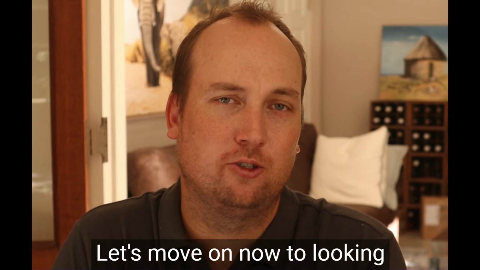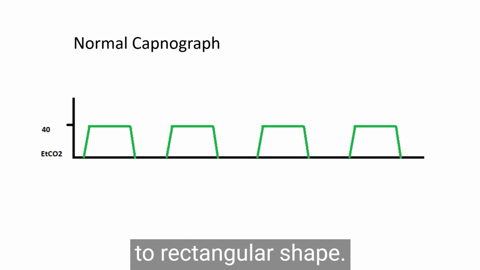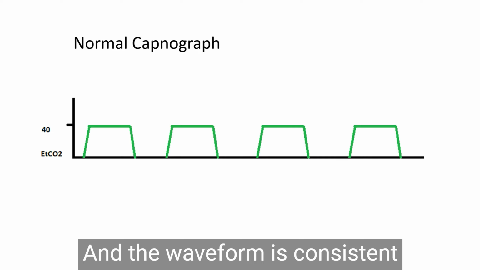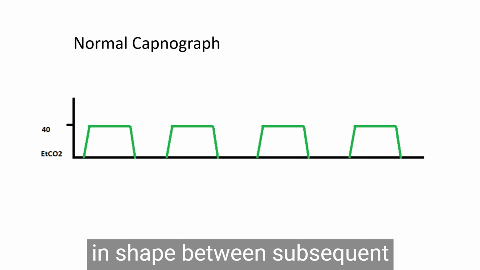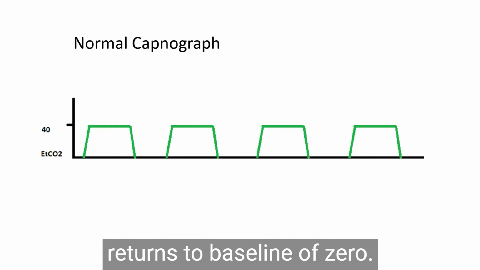Let's move on now to looking at abnormal carbon dioxide levels during anesthesia and then also capnography. So the normal capnograph waveform is a close to rectangular shape, and the waveform is consistent in shape between subsequent breaths, and the waveform returns to a baseline of 0.